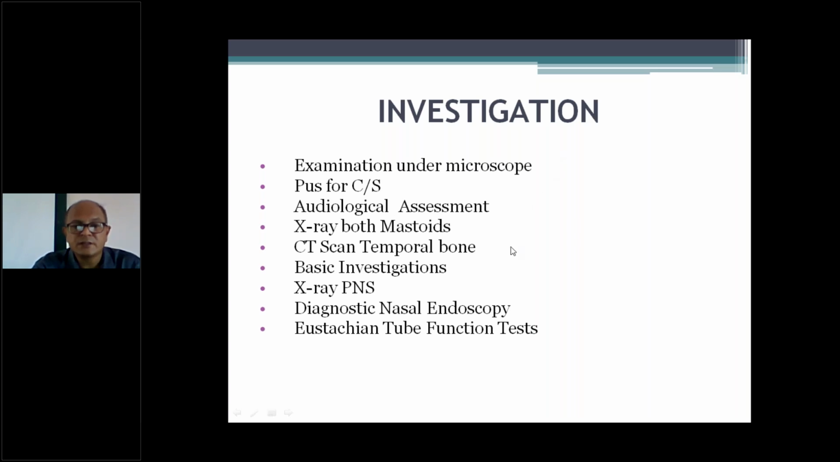endoscopy examination, not nasal endoscopy, but an oto-endoscopy. So nowadays, oto-endoscopy is taking precedence over examination under microscope, particularly to see one or two areas which are not easily accessible using a microscope. That is the sinus tympani and the facial recess. These are the two areas which are a little secluded, the sinus tympani more secluded than the facial recess.